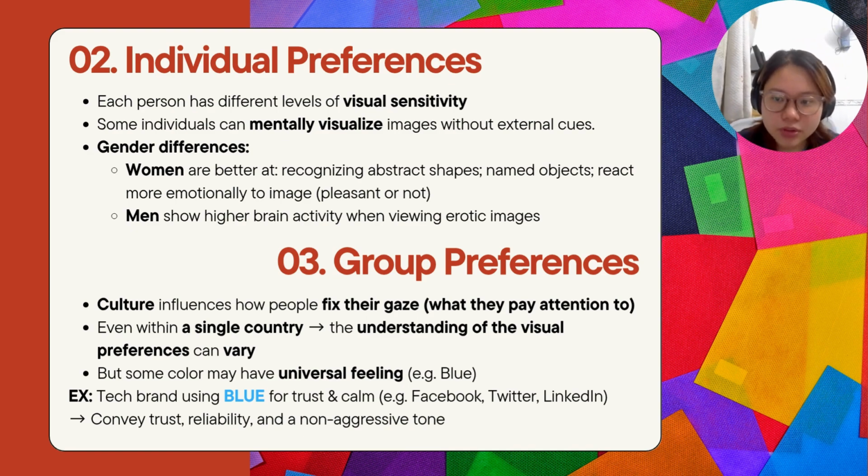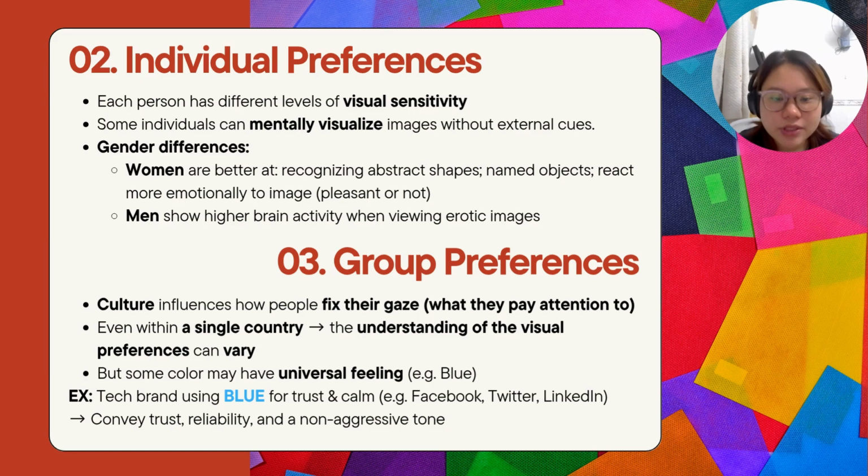And also, there's a difference between genders in how individuals perceive visual cues or stimuli in the environment. A gender difference exists in how visual information is perceived and processed. Women are generally better at recognizing abstract shapes and naming objects. Women also tend to react more emotionally to both pleasant and unpleasant images, while men, on the other hand, show higher brain activity than women when they view erotic images.